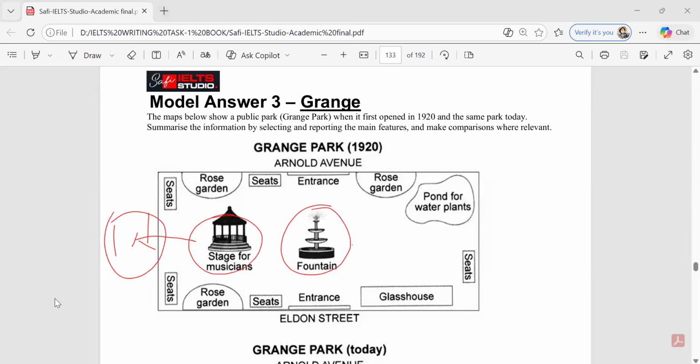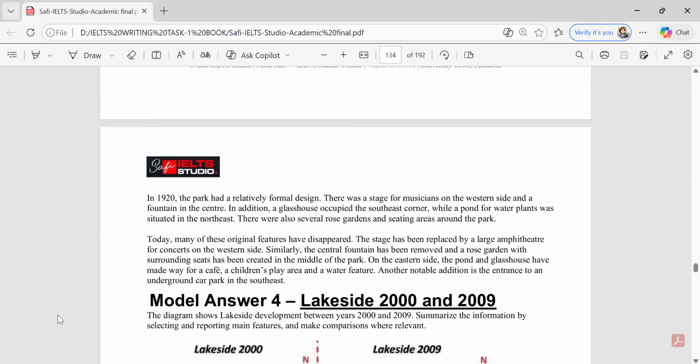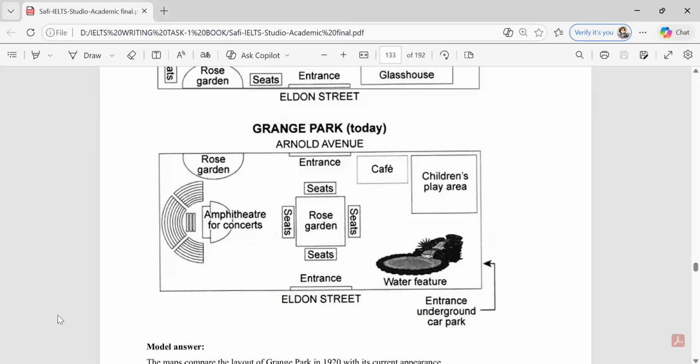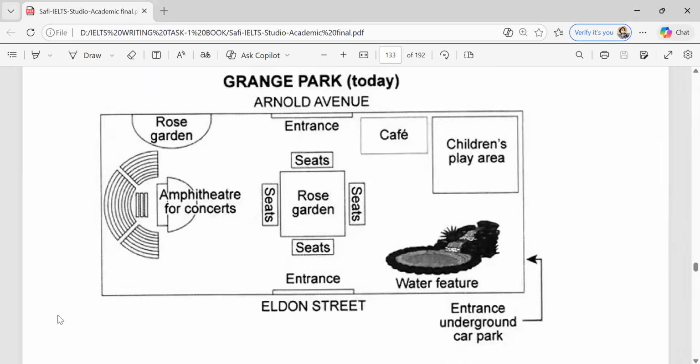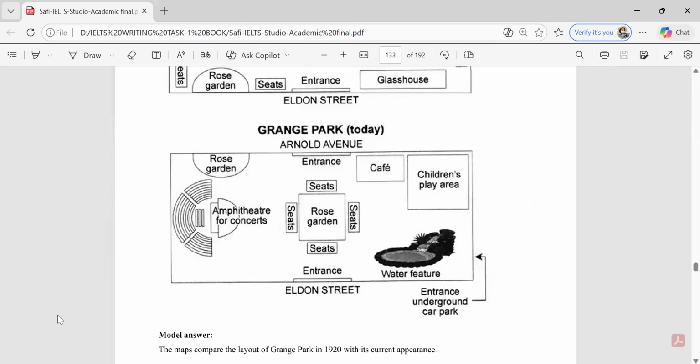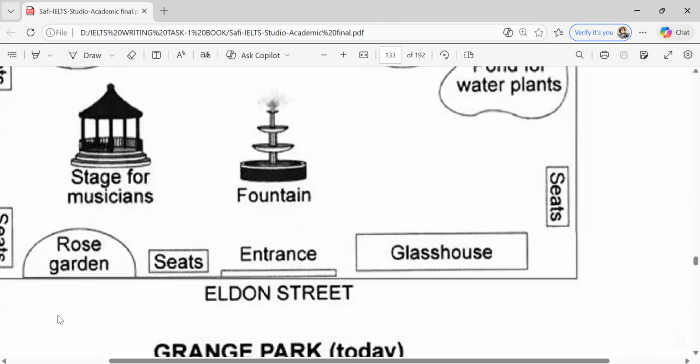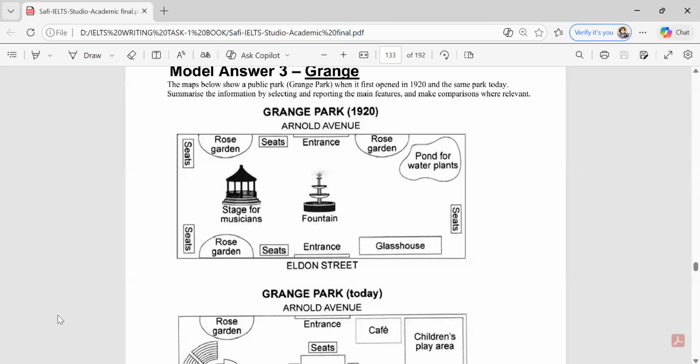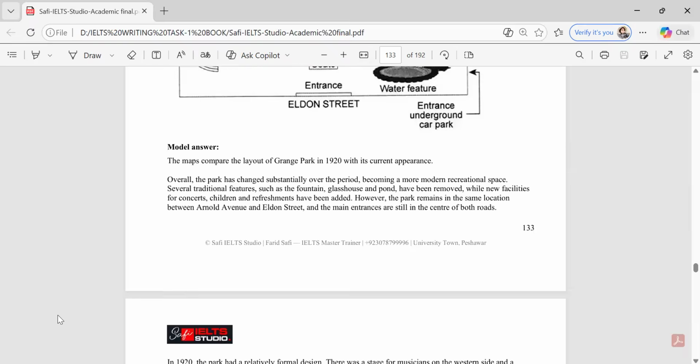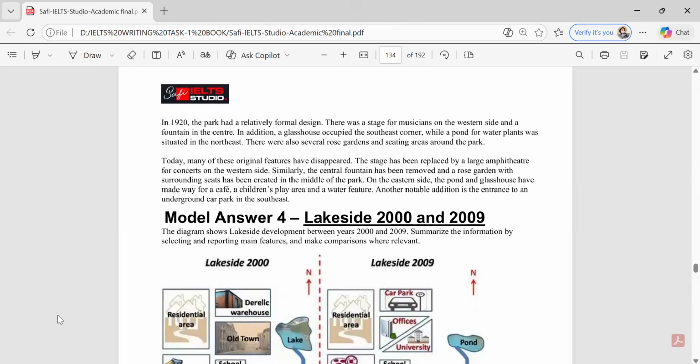Stage. And fountain in the center. Can you see fountain in the center? जो previous one है. तो fountain हमारे पास center में. And we have written like, फिर in addition a glass house occupied in the south east corner. अब यहां पे देखिए ये south east corner है कि नहीं? This one, water feature. Sorry, ये Southeast. Glass house. So can you see it's corner of southeast corner? Southeast. Yeah, so southeast corner is important.